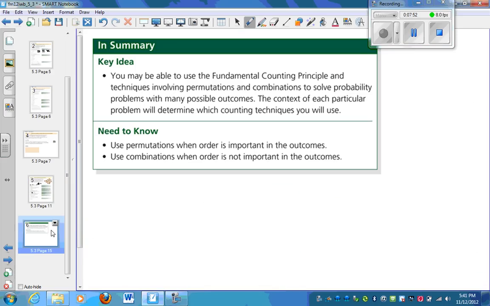So the key ideas in this section: you're going to use the fundamental counting principle. Remember, that's the word and, and you're going to multiply whenever it's and. You'll use techniques involving permutations and combinations to solve probability problems with many possible outcomes. The context of each particular problem will determine which counting techniques you will use. Always look if order is important. If order is important, you're going to use permutations. Order not important, you're going to use combinations.